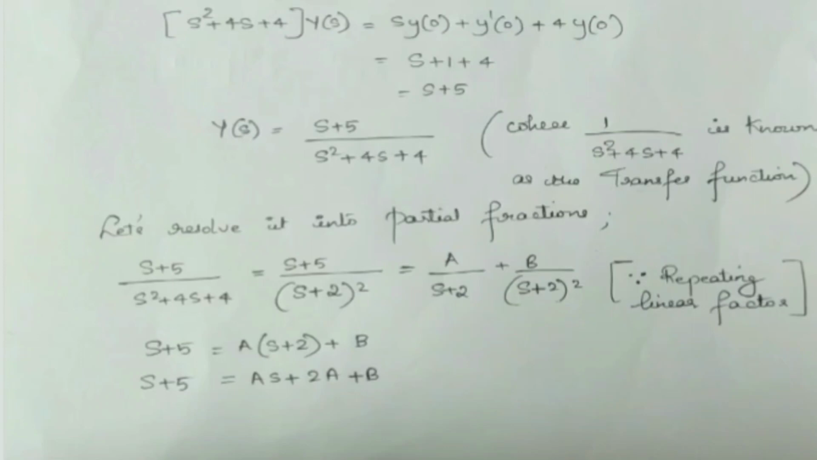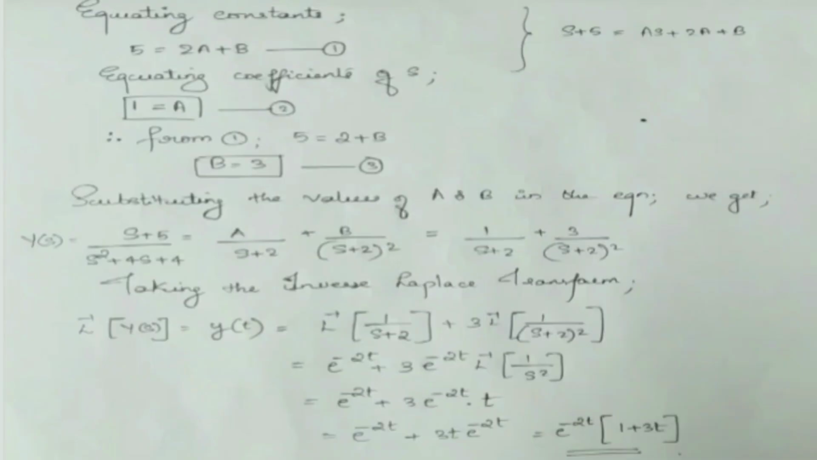So s plus 5 is equal to a into (s plus 2) plus b. That is, we have just made the denominators equal to (s plus 2) the whole square. So we just cross multiplied and made the denominator equal. So s plus 5 is equal to as plus 2a plus b. Now let's equate the constants. When we equate the constants, we'll get 5 equal to 2a plus b.